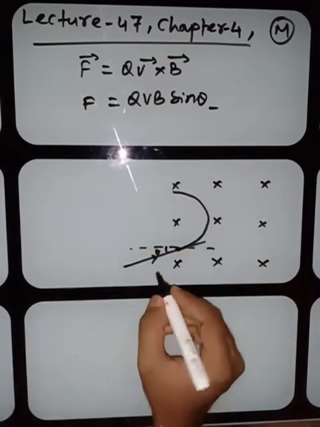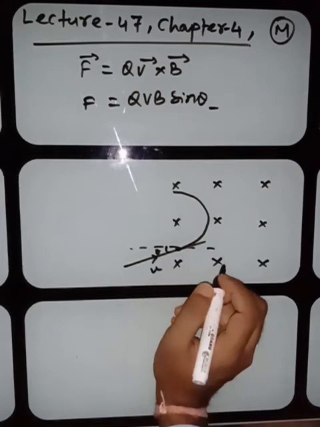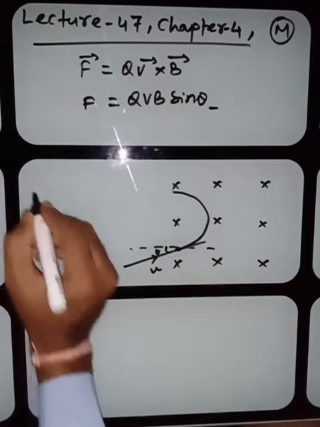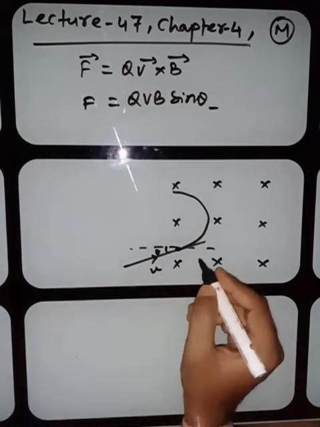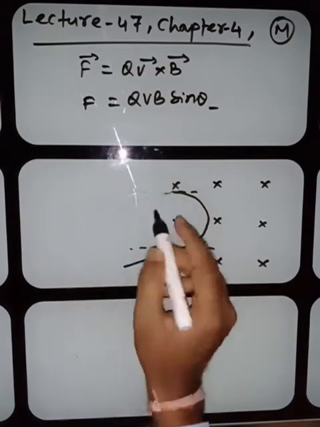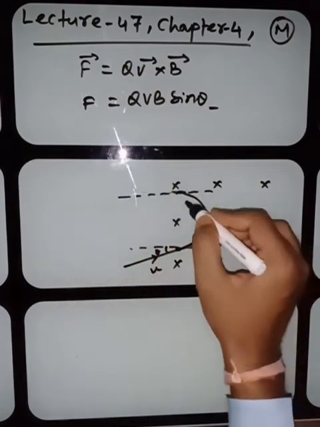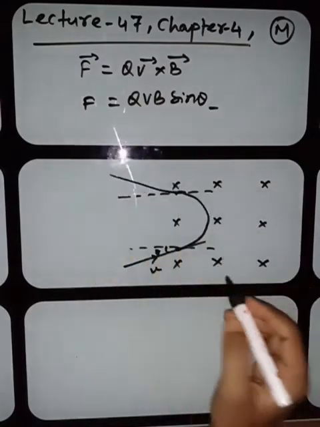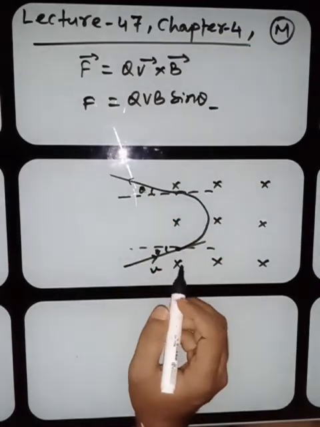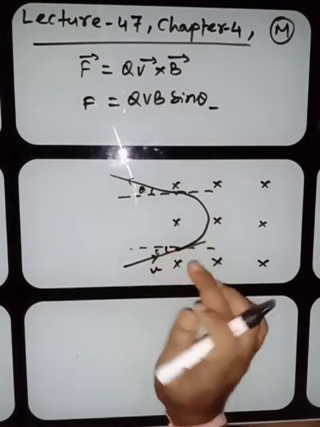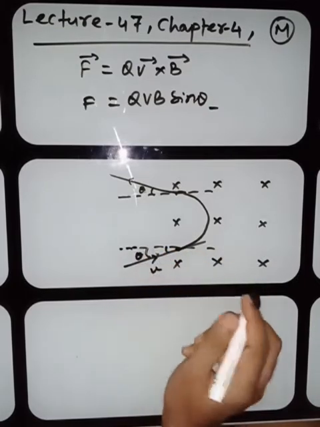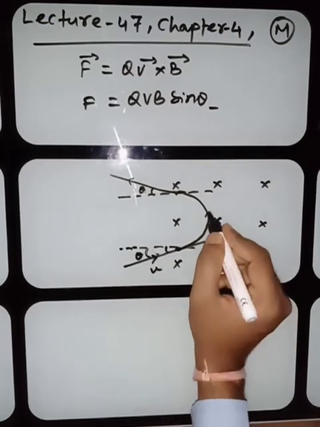But remember, if it enters with speed u, it will leave the magnetic field with the same speed. And the next important point: it leaves the magnetic field at the same angle. Remember, this is also theta. So the angle at which it enters the magnetic field, it leaves at the same angle. This is also very important.